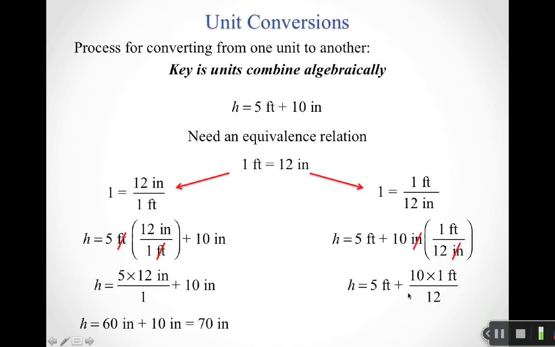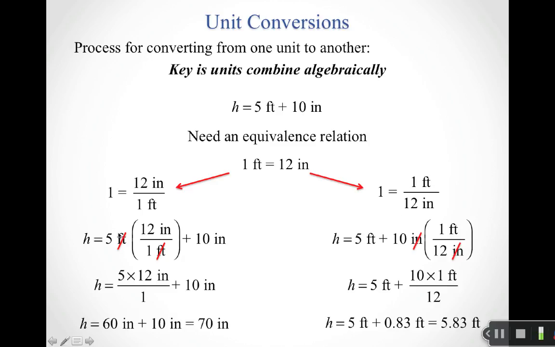So I'll have 5 feet plus 10 times 1 divided by 12. So in decimal form, that's just 0.83 feet. So my height is 5.83 feet. So all of these, 5 feet 10 inches, 70 inches, 5.83 feet, are exactly the same. All we're doing is changing the units.